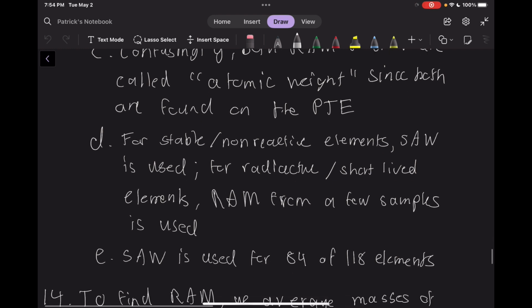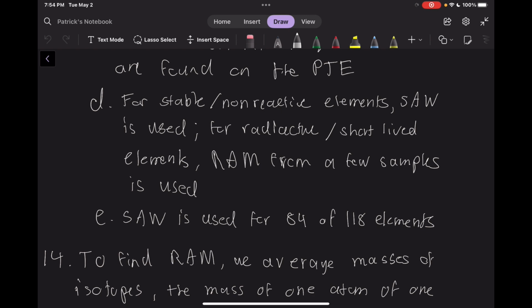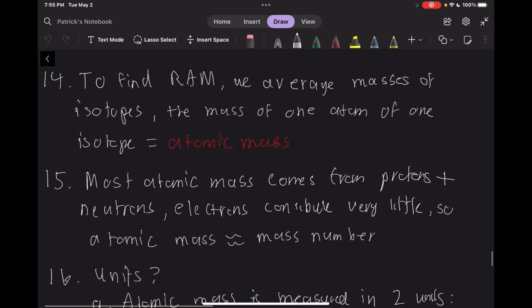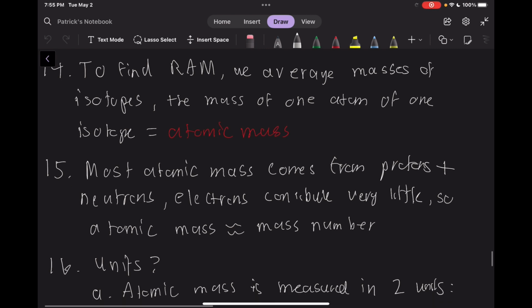Out of the 118 known elements, 84 of them have a standard atomic weight available, and the remaining 34 do not. Finding the relative atomic mass involves averaging the masses of isotopes. The mass of one atom of a single isotope, however, is simply called atomic mass.